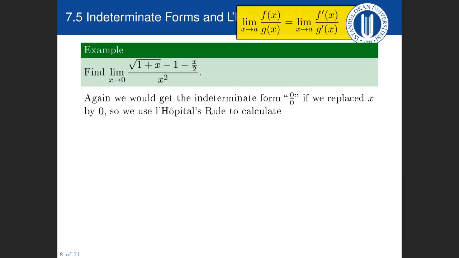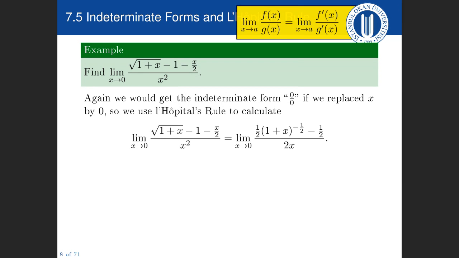Let's do another one. Find the limit as x tends to 0 of the square root of 1 plus x minus 1 minus x over 2, divided by x squared. Again, if we replace every x by 0, and I'll leave it for you to check, we get 0 on the top and 0 on the bottom. But 0 divided by 0 is an indeterminate form. So we're going to use L'Hopital's rule. We're going to differentiate the function on the top, and we're going to differentiate the function on the bottom.